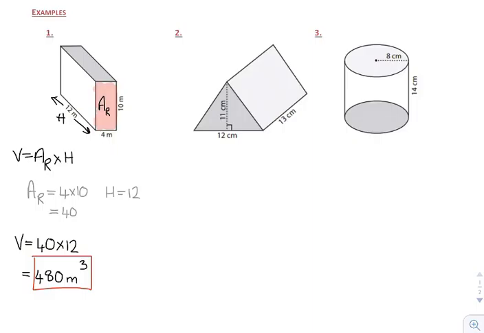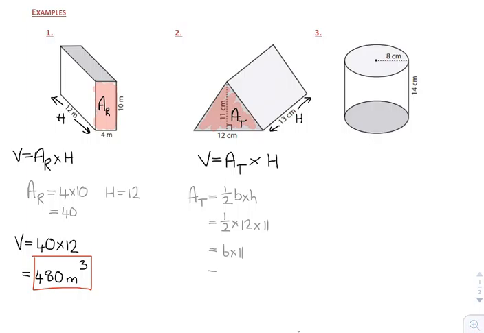Example 2 is a triangular prism. So we have a triangle as our front face. So the front face is this triangle, and we're going to label that as area of triangle, or AT, and 13 is our height or depth. We're going to label it as H. So our formula is area of the triangle times the height, where the area of the triangle is given by a half base times height, where the base is 12 and the height is 11.